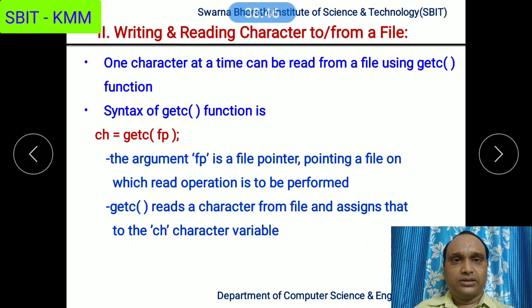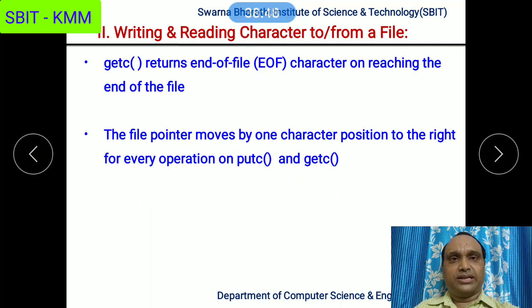So that is what we have written here. getc returns the end of file character on reaching the end of the file. Once you reach the end of file character, you have to stop reading the content from the file. If, even after reaching the end of the file, you try to read the contents, your computer doesn't identify it, and you are going to get garbage values which cannot be understood by your program. So your program may generate wrong outputs.